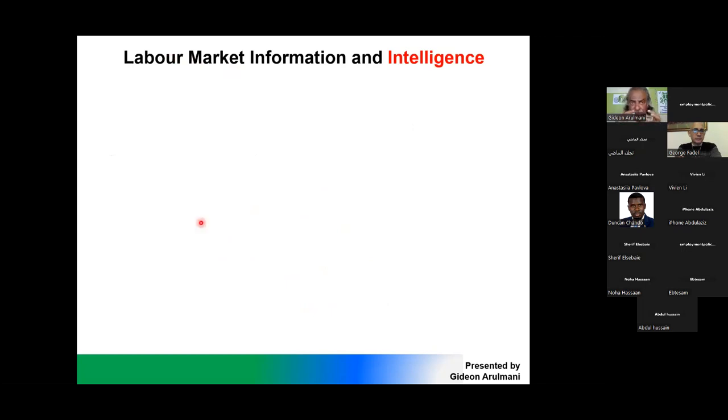Now, again, these are ideas. These are examples of what labor market information should be. Now, for us as counselors, we need this information in our day-to-day career guidance work. And that's where the idea of labor market information and labor market intelligence comes into play.